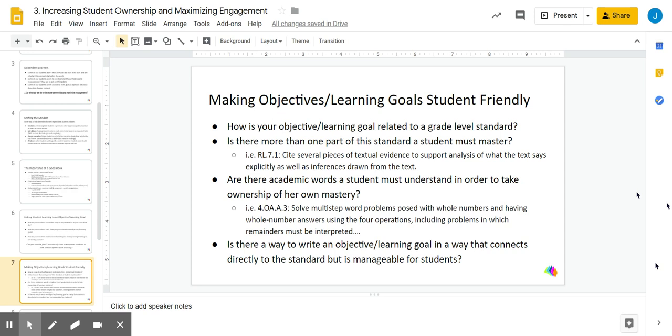The second thing to consider is there could be more than one part of the standard that a student has to master. A lot of standards have multiple parts. So it might be that your objective is a piece of that standard and you're going to build on it during the course of the week or the unit.